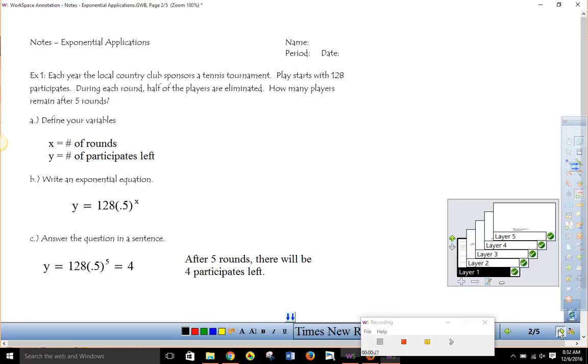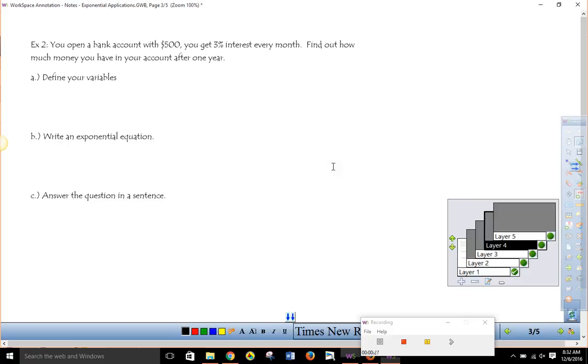Alright. Next problem. You open a bank account with $500. You get 3% interest every month. Find out how much money you have in your account after 1 year. So since the starting value here is $500, that lets you know that your Y is going to be the money in your bank account, and then your X is months.